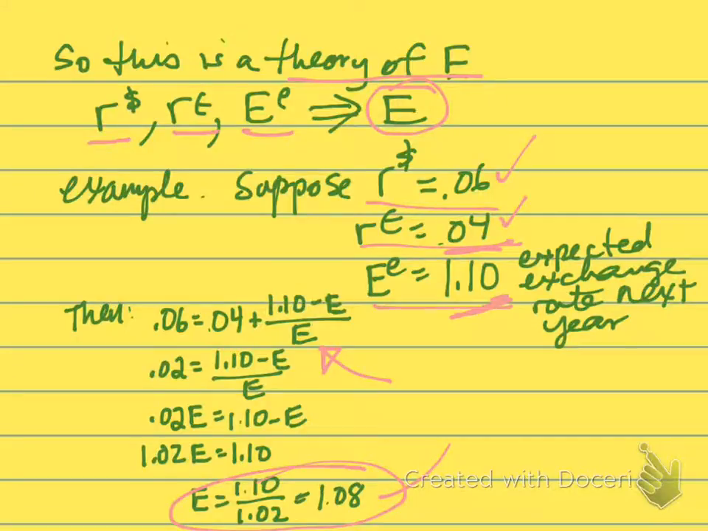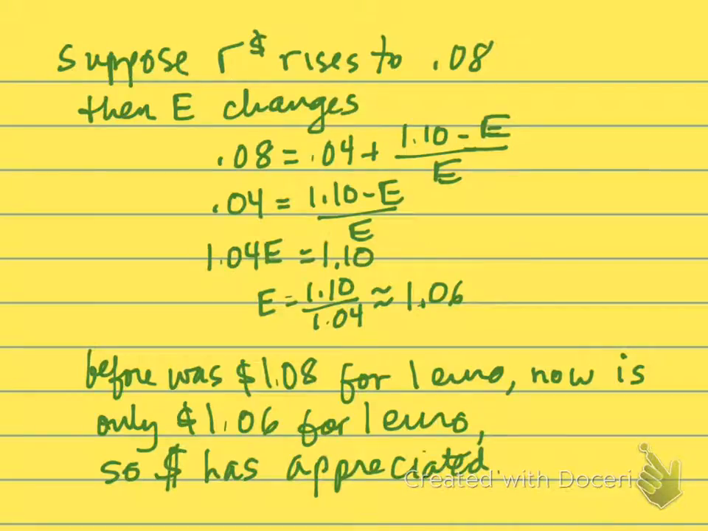Let's see what happens to the exchange rate when the interest rate changes. Suppose the interest rate rises to 0.08 in the U.S. and there's no change in the expected future exchange rate and no change in the euro interest rate. Then we have a new formula. We just plug in the numbers and we solve, and we get the exchange rate equals 1.06. So the rise in U.S. interest rates causes the dollar to appreciate. Before, you had to pay $1.08 for a euro, and now you'll only have to pay $1.06 for a euro.